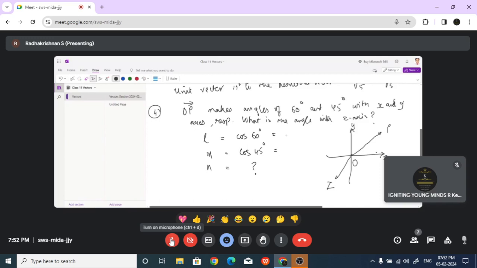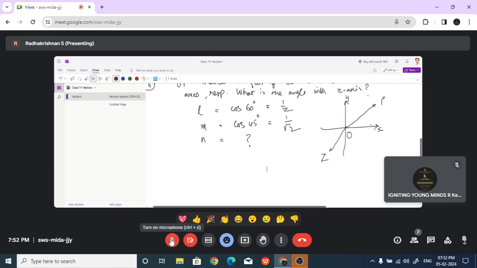So what is the value of L? Cos 60, right? What is cos 60? Okay, so M is the direction cosine for the y-axis, which is cos 45. What is that? 1 by root 2. N is what we need to find out. And what is the property of this direction cosine? L square plus M square plus N square equal to 1. Yes.